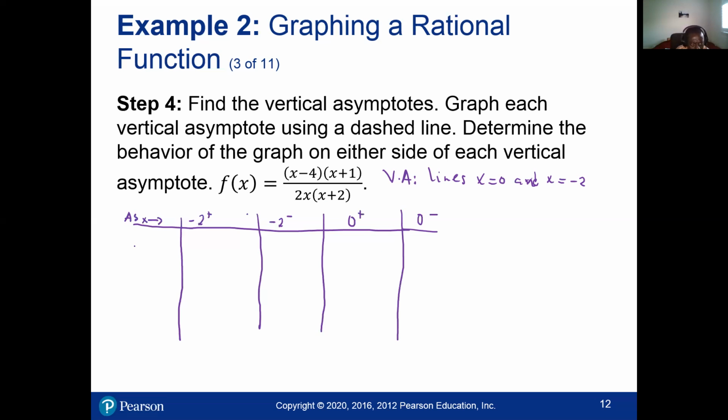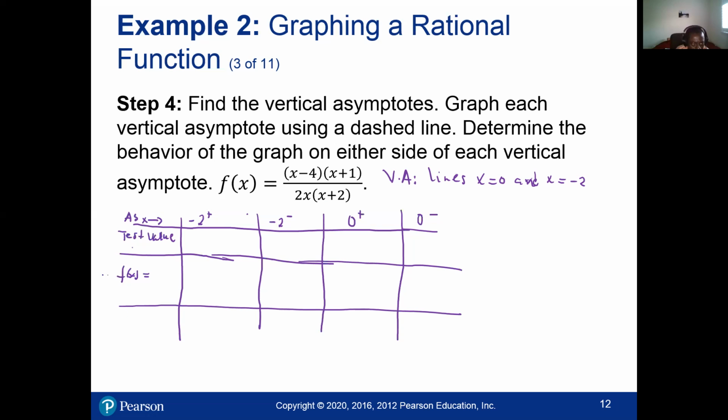Okay. So what we do is that we pick a test value of x, and then we find the y value. In other words, what is f of x? f of x equals what, using that function there. And then what's our conclusion? Remember your y is the same as f of x. So y approaches what?